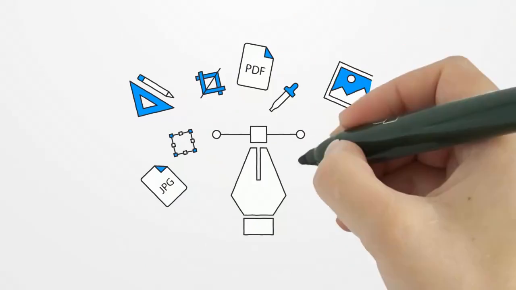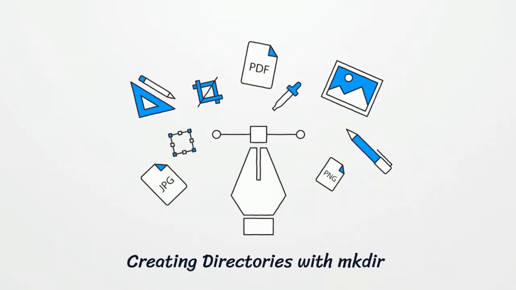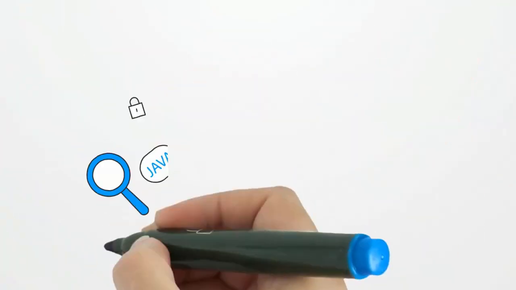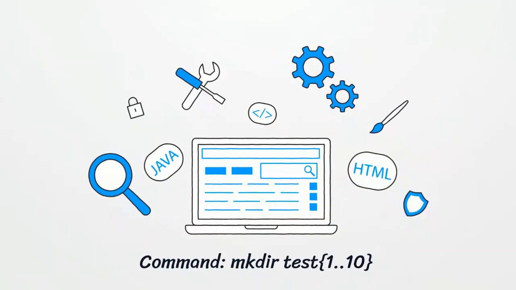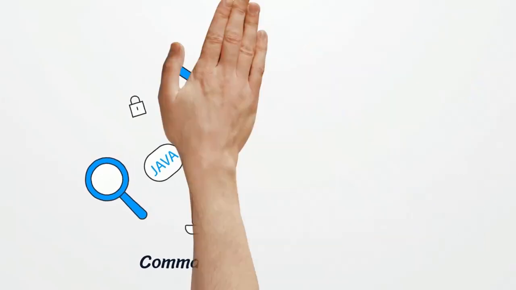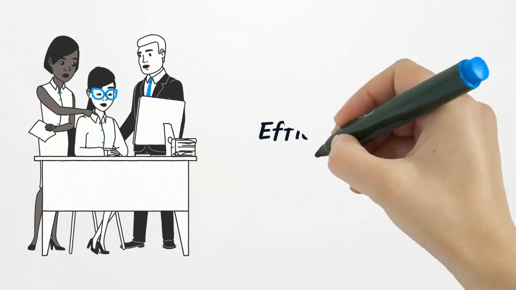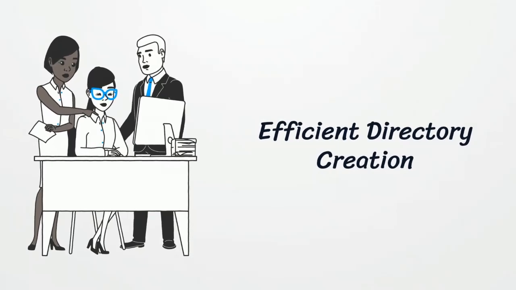Let me show you how to create multiple directories using the mkdir command. We'll also discuss its efficiency. Use the command mkdir test{1..10} to create 10 directories named test1 to test10 through brace expansion. Imagine needing to create 100 directories. Just change the command to mkdir test{1..100}. This saves a lot of time.